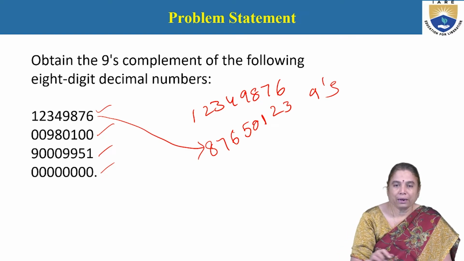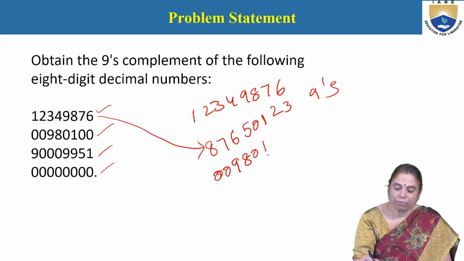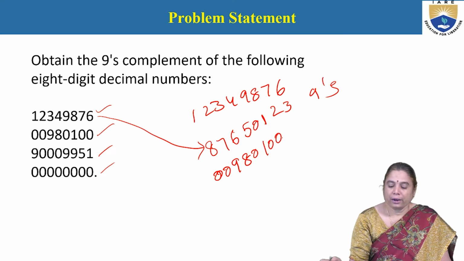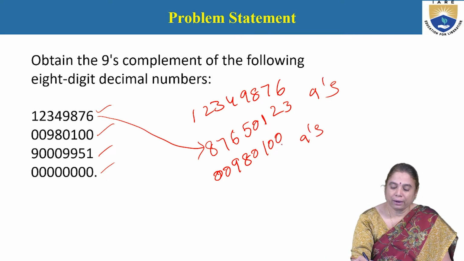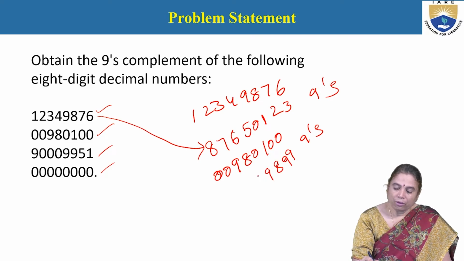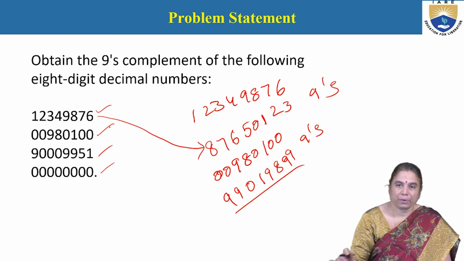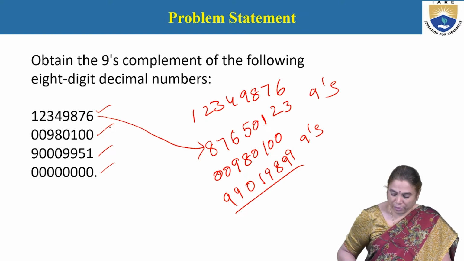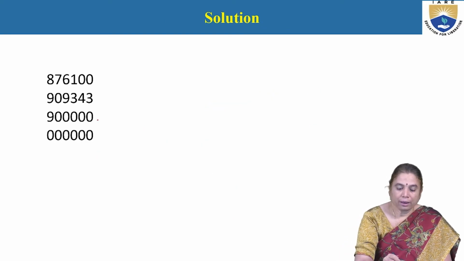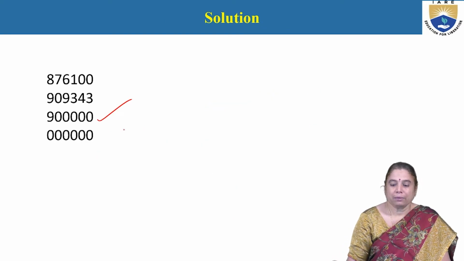And the second number can also be represented in a similar way, 00980100. In order to get the 9's complement, 99019899. So this is the 9's complement of the second number. Okay. In a similar way, the third one and the fourth one can be represented.